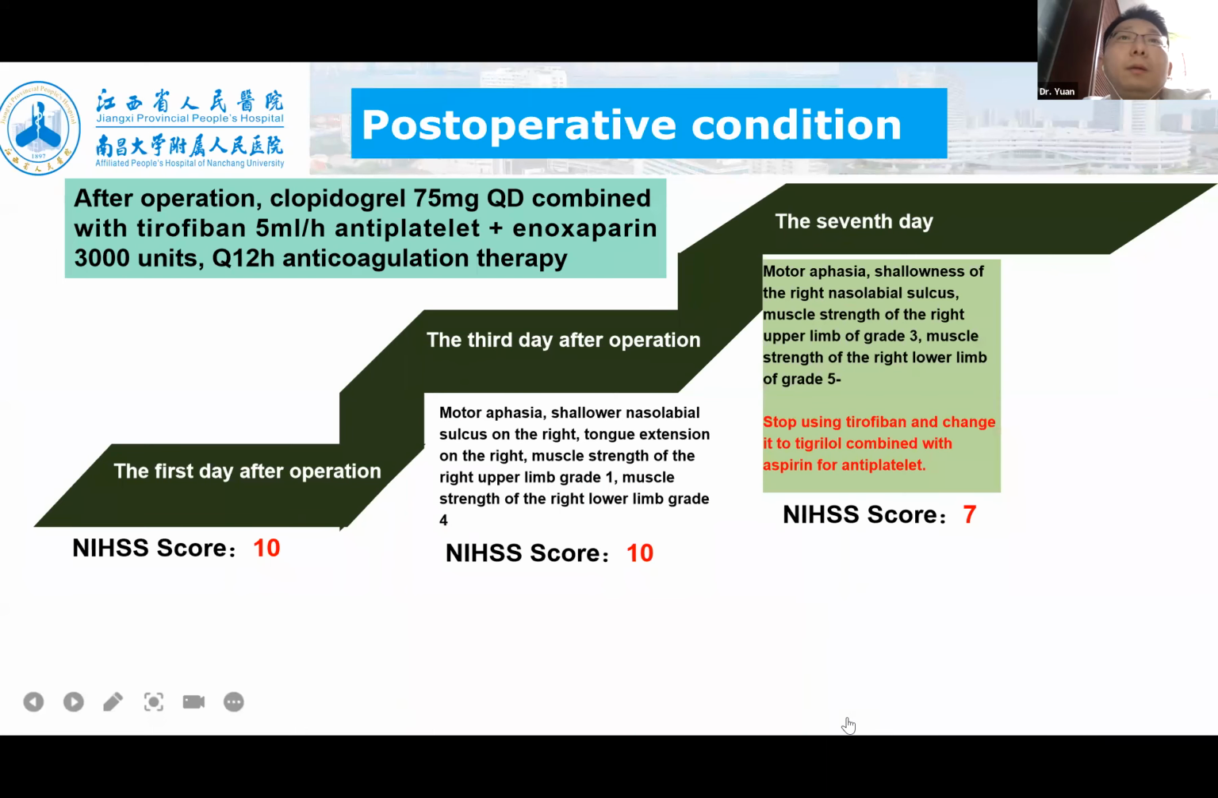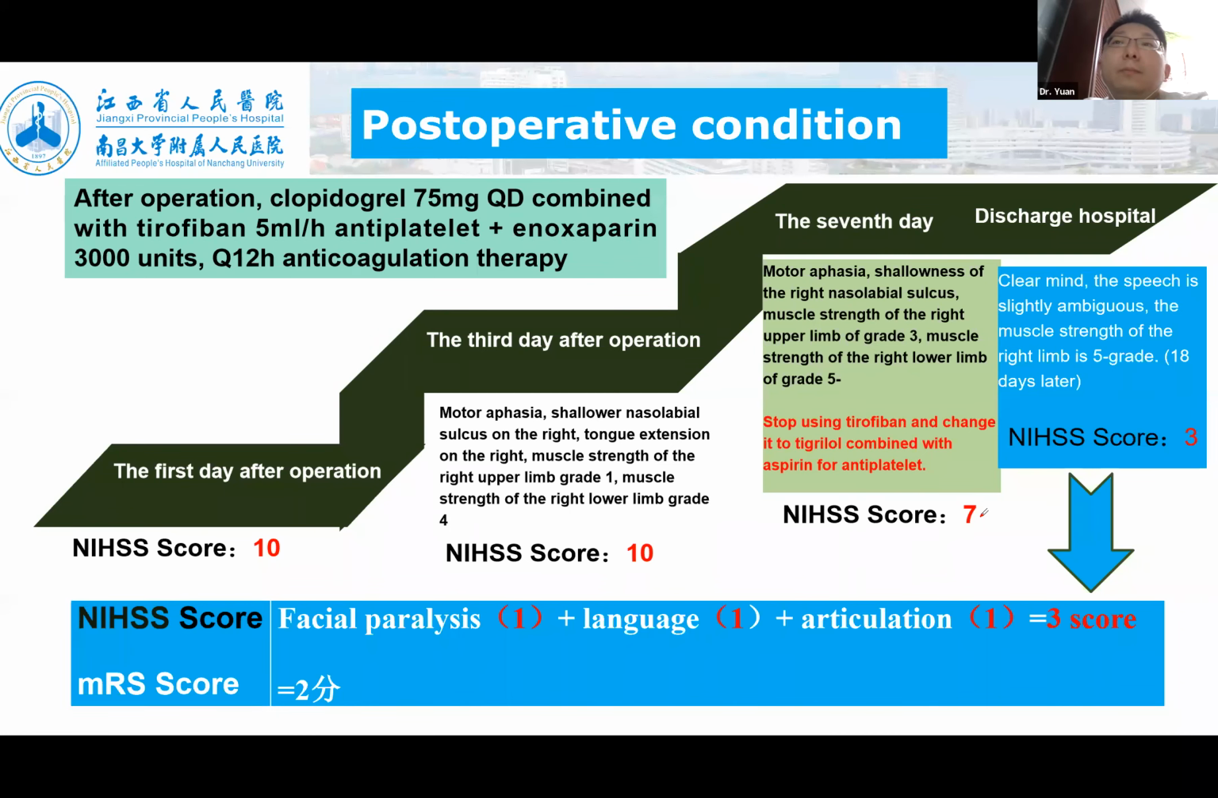Okay. Now let's see the postoperative condition of the patient. The first day we can see that the patient's NIHSS score is 10, and on the third day after operation it's also 10, and on the seventh day we can see this score is 7 in total. And after operation, we use clopidogrel 75 mg once a day combined with tirofiban, and anticoagulant therapy of 3,000 units.